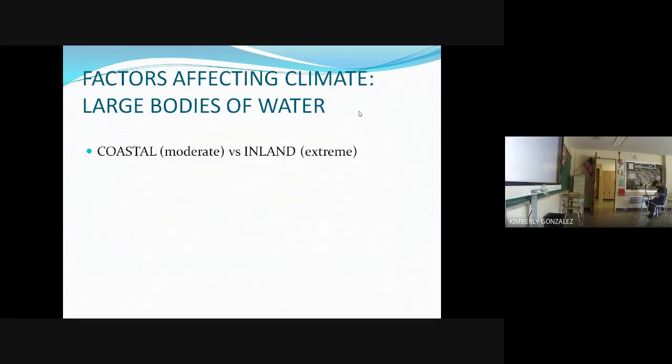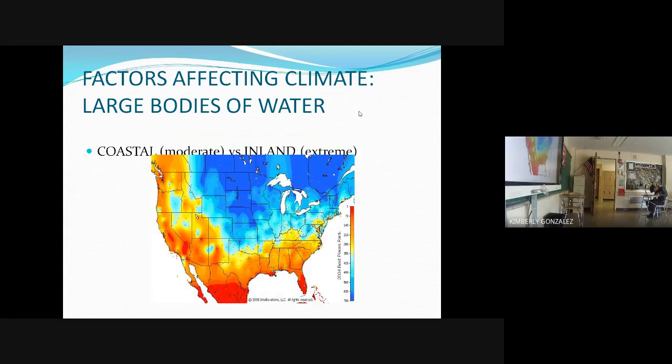Large bodies of water. We've done this already. It's the same thing with temperature. Your climate overall is going to be more moderate if you live by a body of water, on a coastline, versus more inland, where your climate is going to be more extreme. That all comes back to water's specific heat capacity.